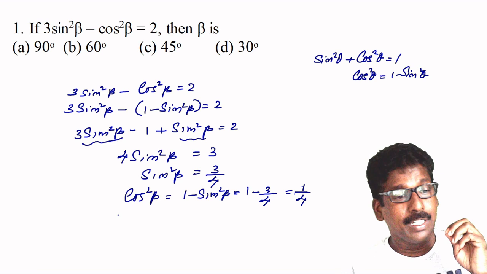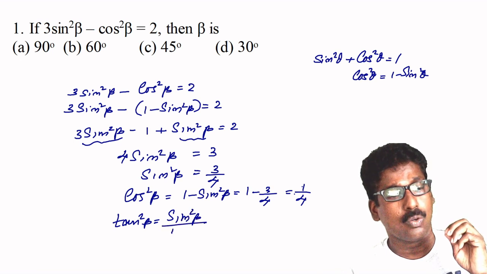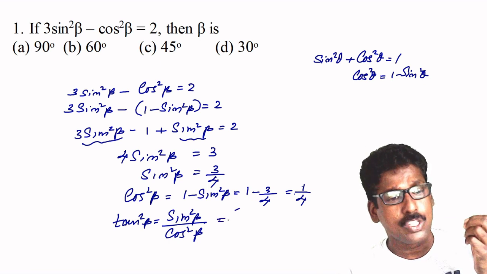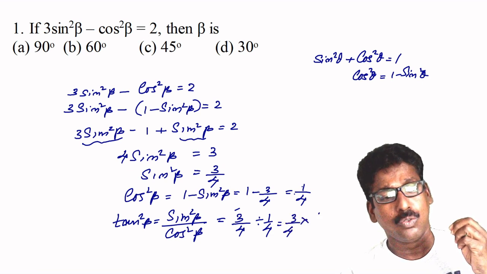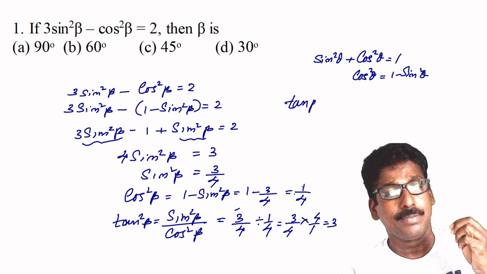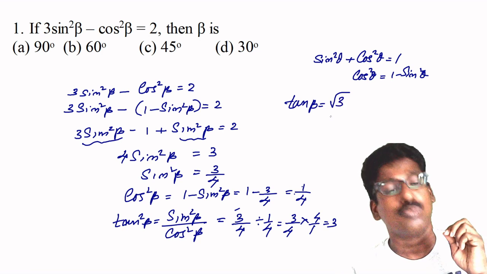Now you know that tan square beta you can write as sin square beta by cos square beta, because sin theta by cos theta is tan theta. If it is so, sin square beta is 3 by 4 divided by 1 by 4. That you can write as 3 by 4 into 4 by 1. So 4 cancels, you will get 3. From this you can write tan square beta is equal to 3. Tan beta is equal to root 3.